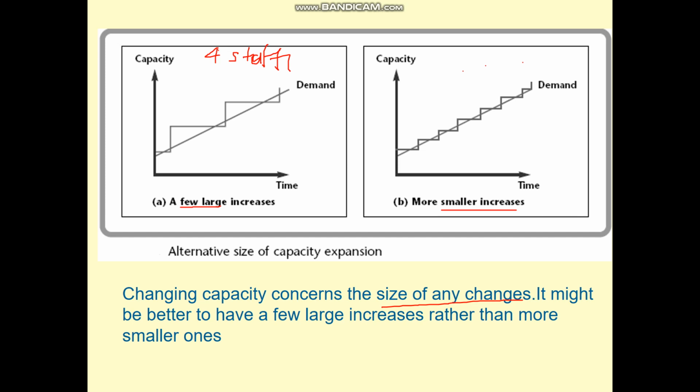And it might be better to have a few large increases rather than small ones, because if you use a few but large increases, you can reduce the risk of not meeting unexpected demand, and also we can take advantage of economies of scale. However, it also has a disadvantage that the gap between the capacity and the demand is larger, and the capital costs are higher, also lower utilization. So it depends on the strategy of each company and different situations. In reality, we will choose which strategy is better for your company.